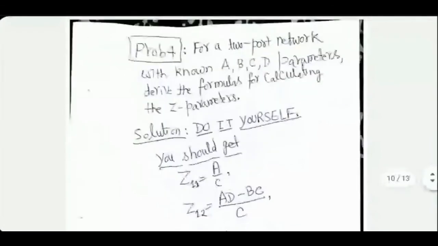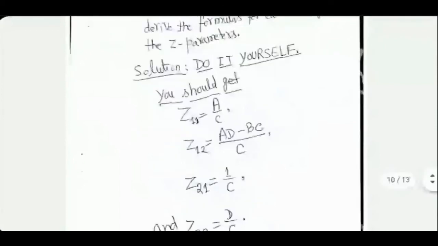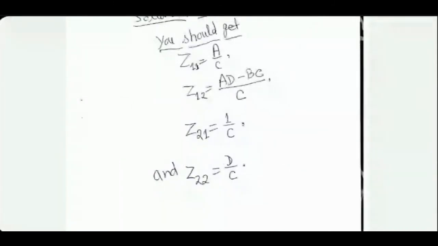Supposing the story is the other way around. You are given ABCD parameters and you want to figure out Z parameters. Try to prove to yourself that these are the four formulas. Z11 should work out to A divided by C. Z12 should work out to AD minus BC divided by C. Z21 should work out to 1 divided by C, and Z22 should work out to D divided by C.